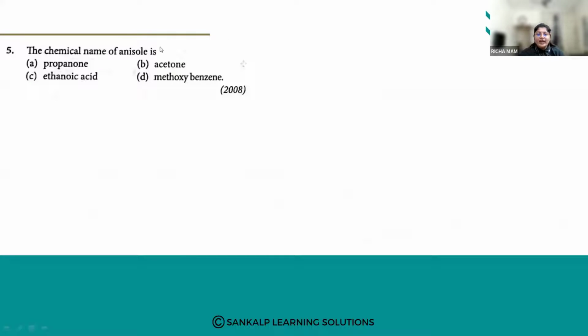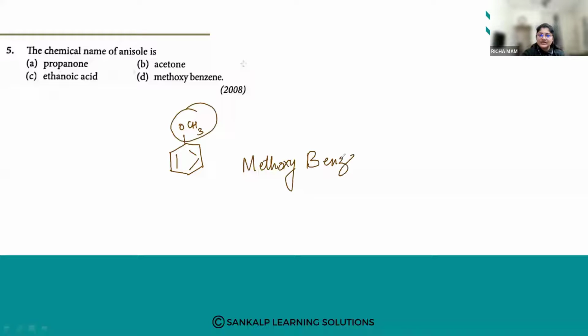The chemical name of anisole is. What is the chemical name of anisole? Anybody knows? How is the structure of anisole? Let me show the structure of anisole first: benzene with one O and CH3. So this is the structure of anisole. This is a methoxy group. So let us write the chemical name: methoxy and this is benzene. So it is methoxybenzene.